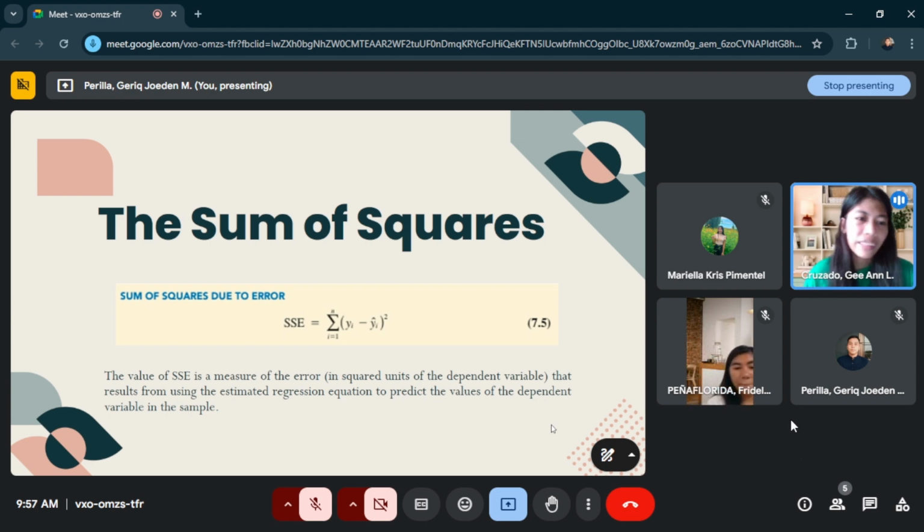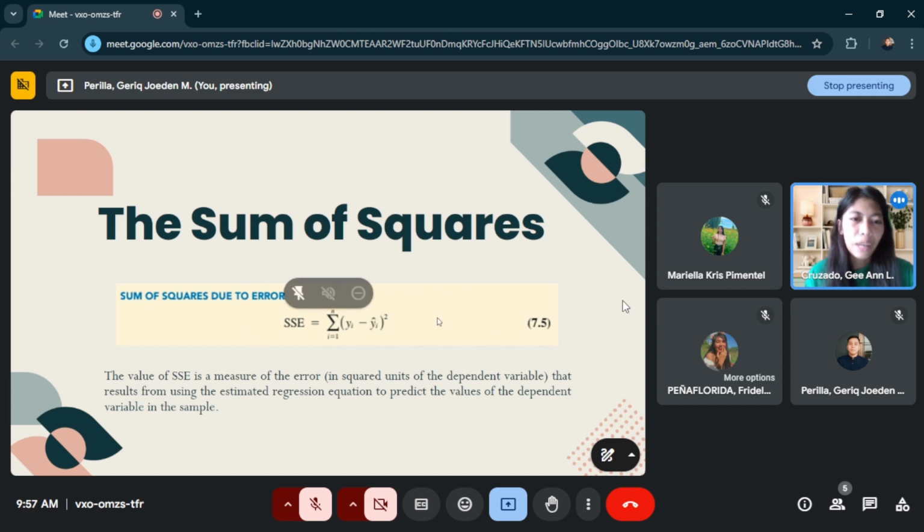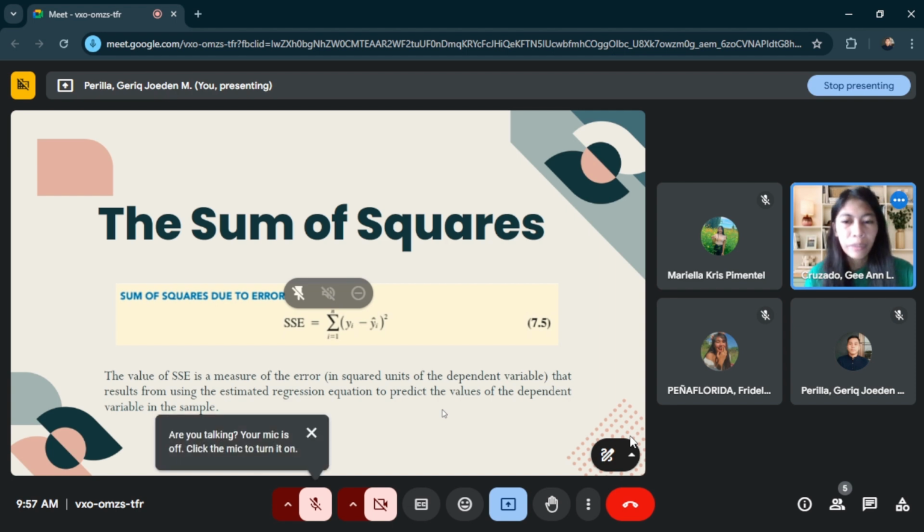Nag-provide rin ito ng measure of the total error in the prediction made by the regression model, specifically in terms of how far the predicted values are from the actual values. The larger the SSE, the more error there is in the prediction. Dito, ang mga errors ay naka-squared so that positive and negative deviations don't cancel out each other. And this result is expressed in the squared units of the dependent variable. Next slide po.